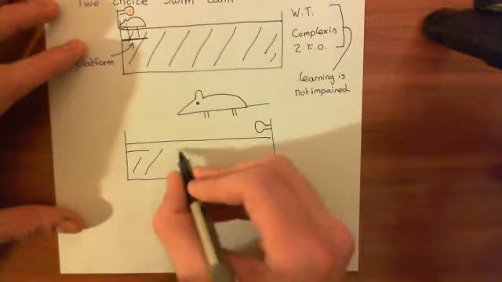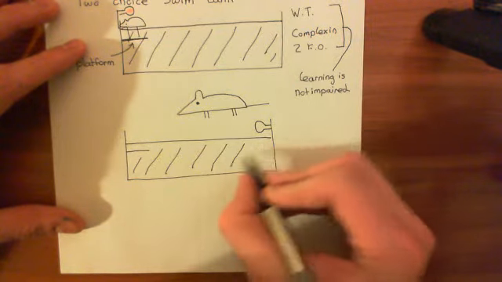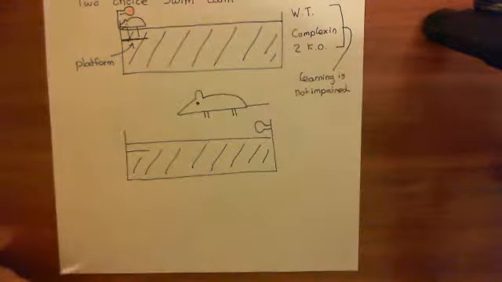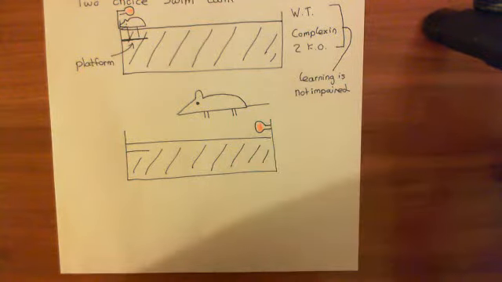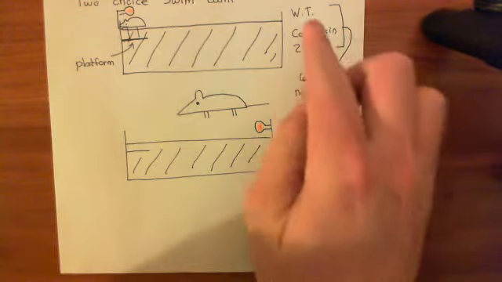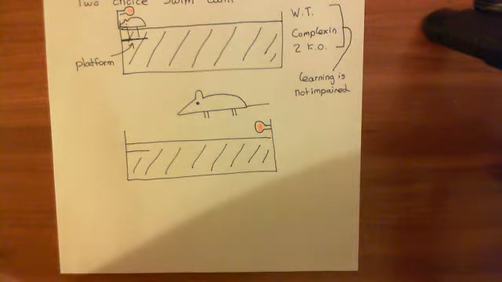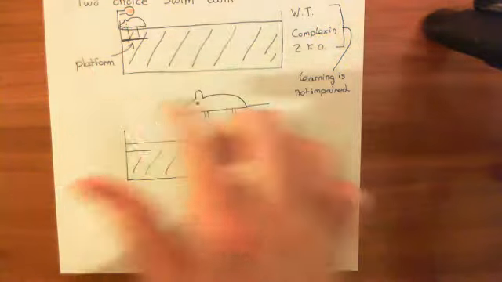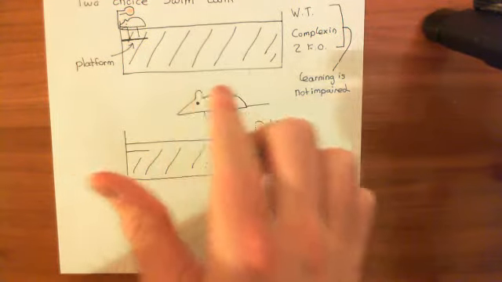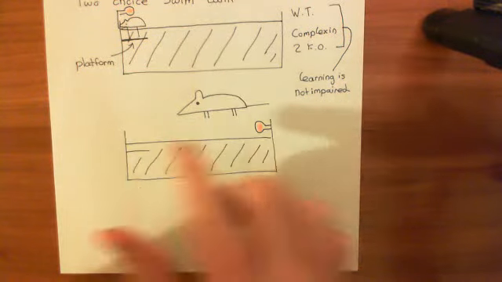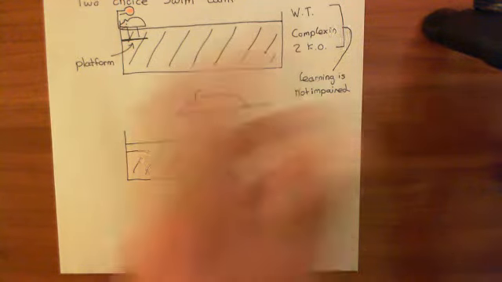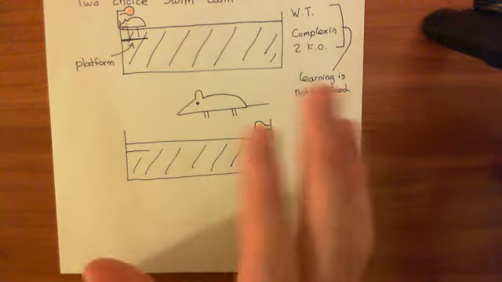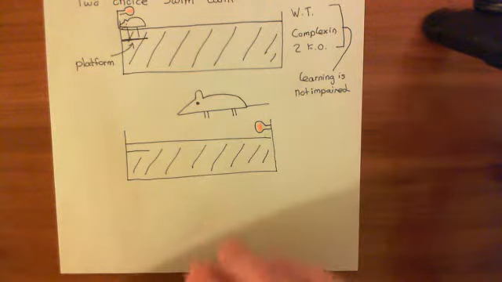So again, here's the opaque fluid so that the mouse can't see where the platform is. And now our light is at the opposite side. So what we do is we take our wild-type and our complexin 2 knockout mice, which have been trained on this original apparatus up here. So they think that they need to now swim towards the light to find the platform. So we put them both into this tank. Well, we don't put them at the same time, but we put them one by one into this tank.